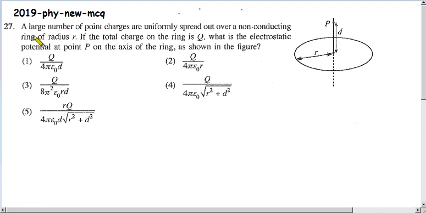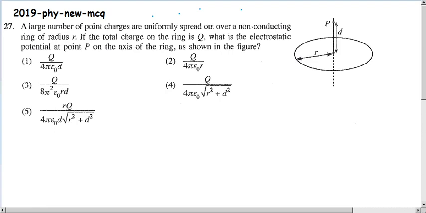Today I am going to discuss question number 27 of the 2019 Physics New Syllabus paper, the MCQ part. A large number of point charges are uniformly spread out over a non-conducting ring of radius r. If the total charge on the ring is capital Q, what is the electrostatic potential at point P on the axis of the ring as shown in the figure? So there are 5 answers.